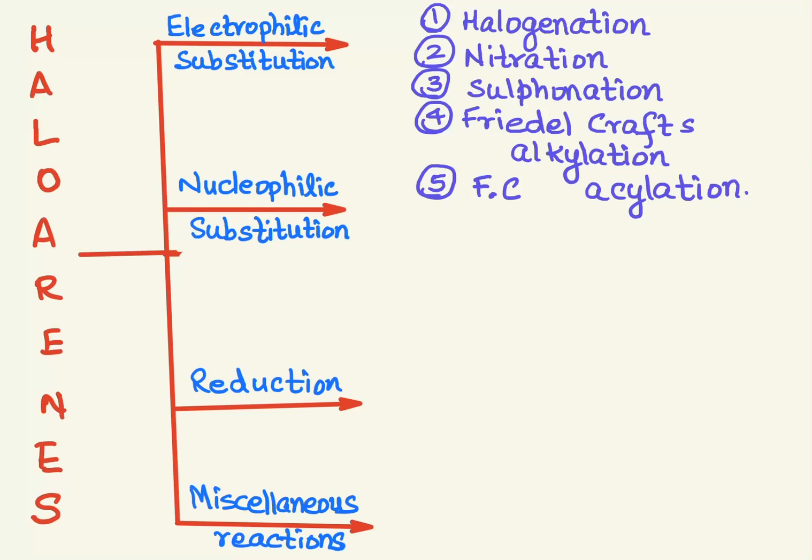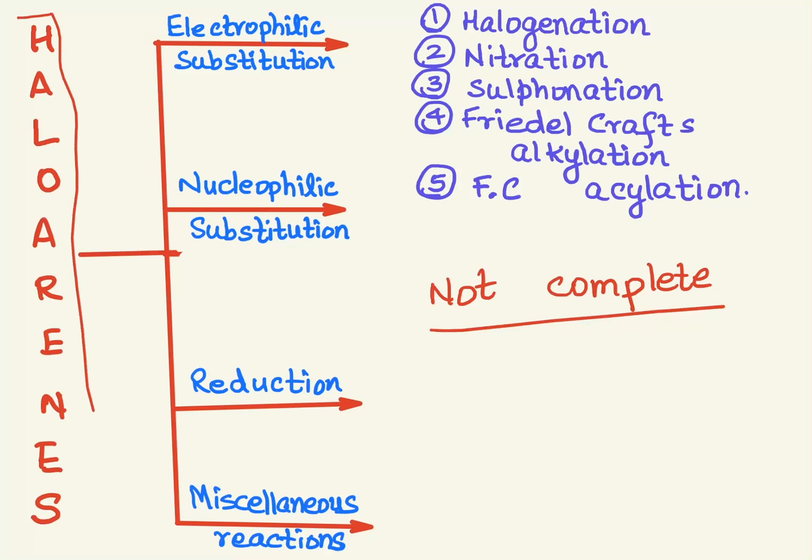There you go, your favorite flow chart. But this is not complete as yet. No, this is not the complete chart. What I want you to do now is to try and write these reactions. So what we've got over here, we've got the haloarenes and we are talking about their properties. So haloarenes being converted to different compounds by electrophilic substitution reactions, nucleophilic substitution, reduction, and there are a few miscellaneous reactions here and there.